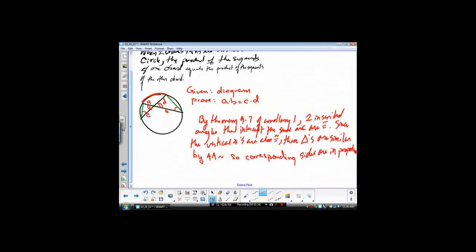Now our corresponding sides, C goes with B because they're both in between the marked angles. C will be to B as, and I have to be careful to have sides from the same triangle on top. So C is on the smaller triangle, A is also on the smaller triangle. This will be as A is to D.